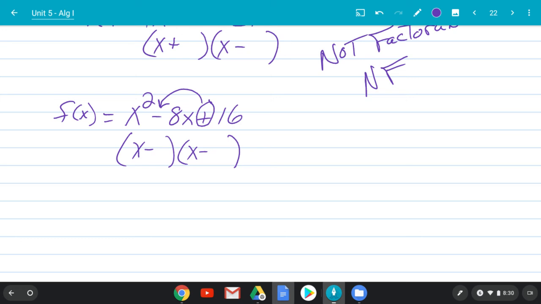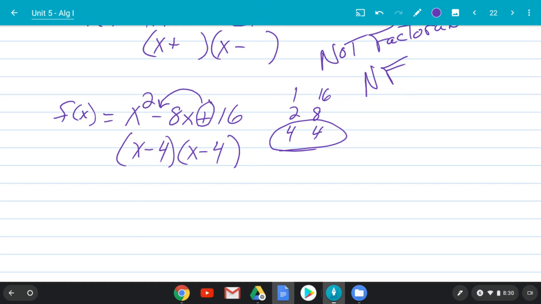Cool. All right. List the factors of 16. 1 and 16, 2 and 8. Is there a 3 and 16? No. 4 going into 16? Yeah, 4 times 4 is 16. Now, since my signs are the same, I would add them. Which of those sets of factors come together to get me an 8? 4 and 4.